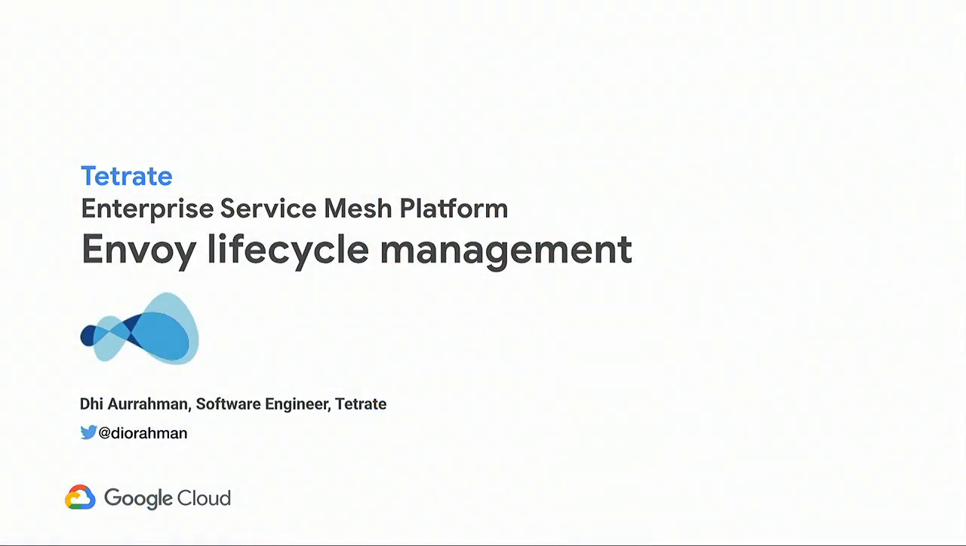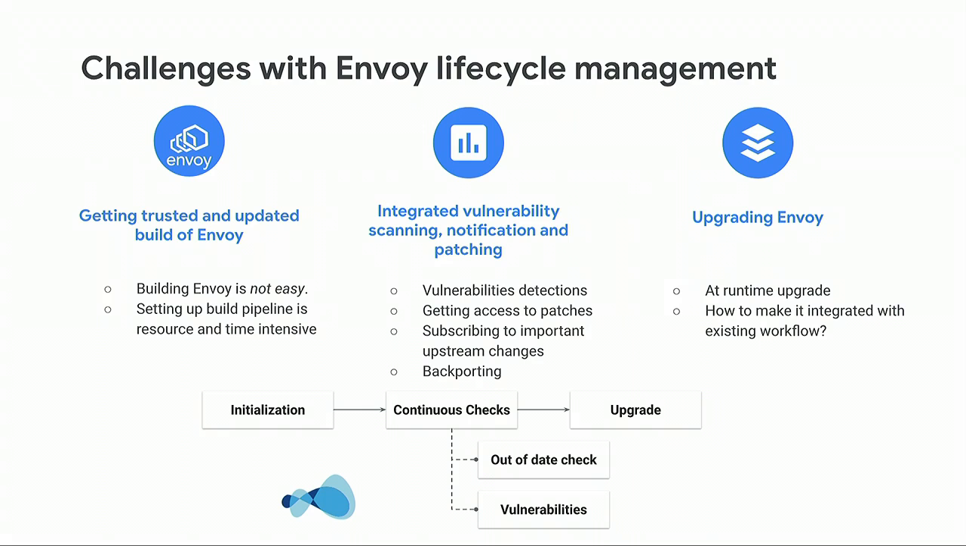So the question is how we do Envoy lifecycle management. The challenges with Envoy lifecycle management are, like, where do we get the Envoy binaries? Getting a trusted and updated build of Envoy is not easy. Building it yourself will probably be a torture. And then there should be integrated vulnerability checking and scanning, and if there are fixes upstream, how do you get them? And then how do you exactly go about upgrading your Envoy?